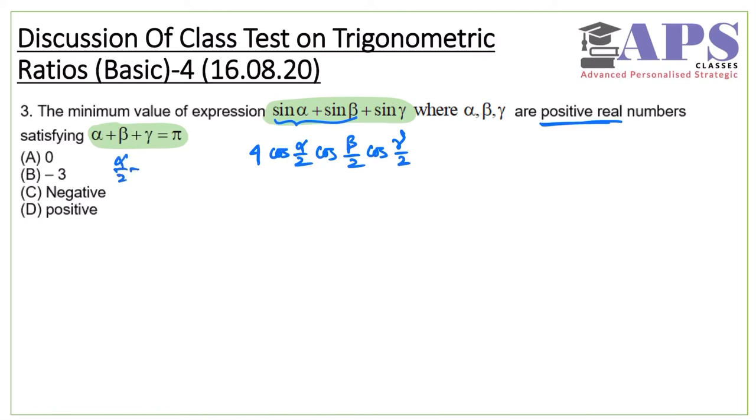So alpha by 2 plus beta by 2 plus gamma by 2 is also pi by 2. Therefore each angle is less than pi by 2, they are in the first quadrant, so all these cos terms are positive. So this is positive, and if this is positive, then the minimum value is also positive. That's all they are asking, nothing much. So option D is correct here.